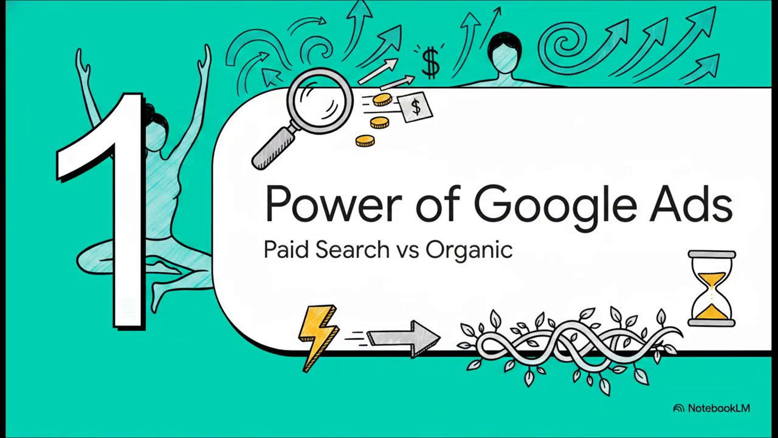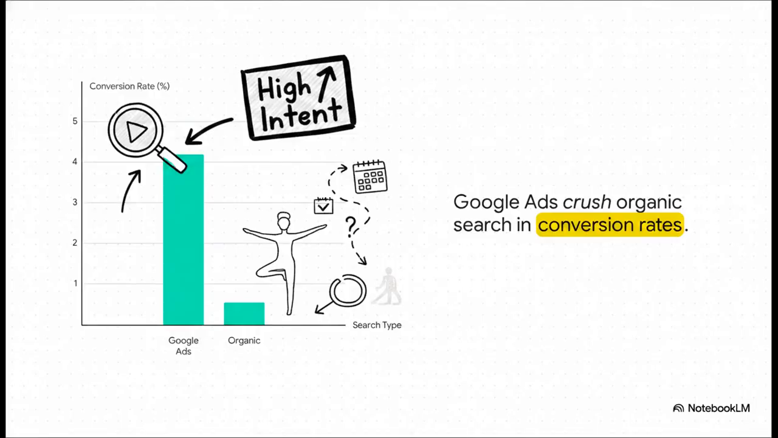Let's dive right into step 1, the power of Google Ads, and exactly why paid search completely beats organic search. The data here reveals a massive gap. When someone clicks a Google ad, the conversion rate, meaning they actually go through with booking a class or making a purchase, is a whopping 4.2%. Compare that to a really tiny 0.55% for organic search results.